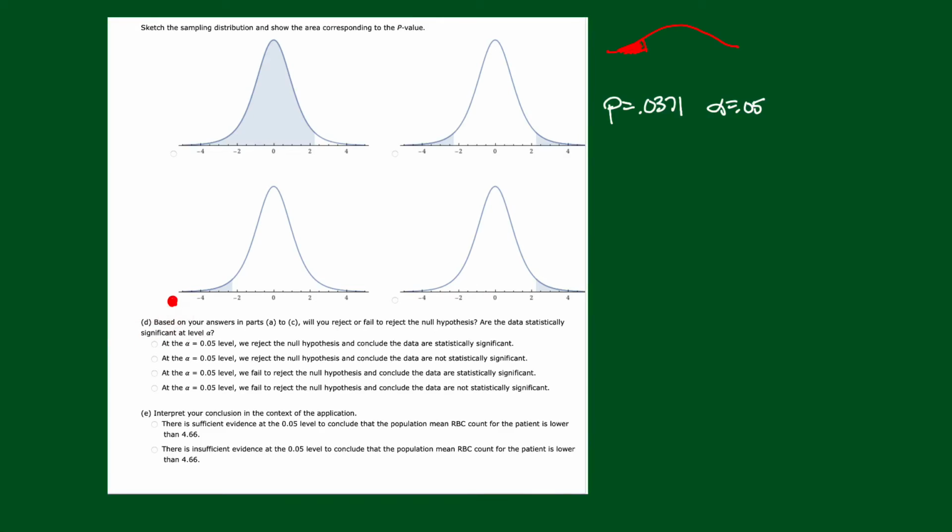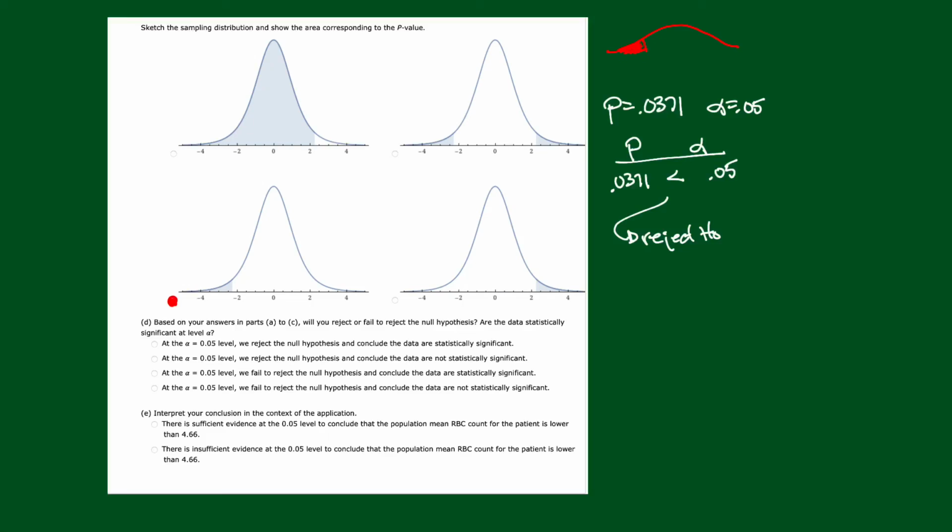Now, part D says, based on our answers, what are we going to do? Are we going to reject, fail to reject? Well, let's see. We know what to do if we compare P and alpha. I always draw a little picture like this. So P is 0.0371, alpha is 0.05. So 3.7% is less than 5%. And if it's less than, probably remember this by now, this is reject H naught. All right, so we're going to reject H naught.